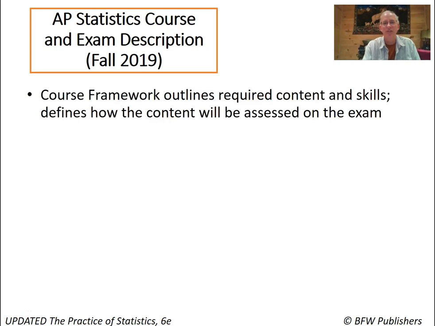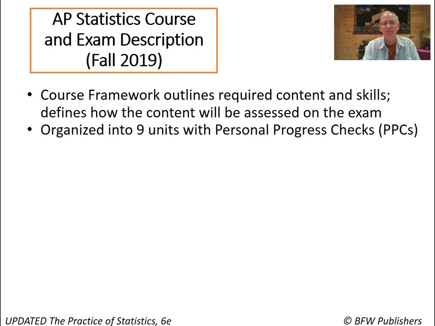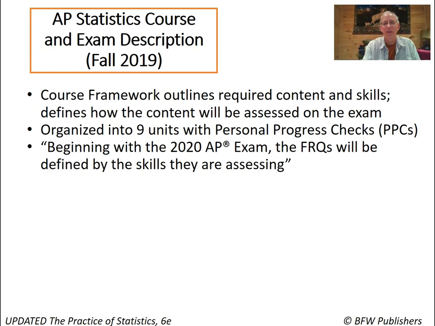Many of you know that the College Board announced the AP Statistics Course and Exam Description effective for Fall 2019. The course framework specifies the required content and skills in AP Statistics and defines how the content and skills will be assessed on the AP exam. Now the content is organized into 9 units with personal progress checks that you can assign to students at the end of each unit and in specific topic personal progress checks along the way.